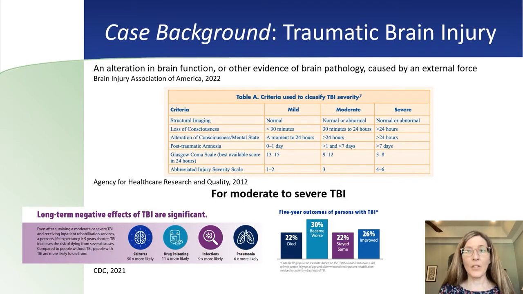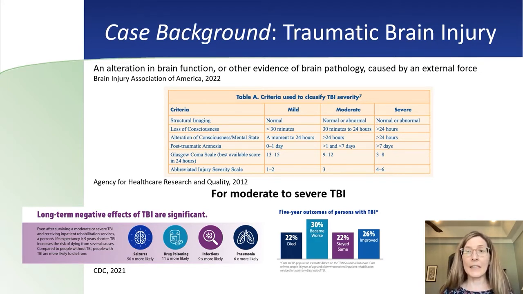Now let's look at some information about traumatic brain injury. A traumatic brain injury is defined as an alteration in brain function or other evidence of pathology caused by an external force. Now that's a pretty broad definition. It can include anything from a mild concussion to severe disability or even death. According to the Agency for Healthcare Research and Quality, this is mostly classified by state of consciousness after the incident, timing of lost consciousness, imaging, memory loss, and Glasgow Coma Scale. Steve's TBI was considered severe, with the loss of consciousness requiring intubation and ventilation for 2 weeks.